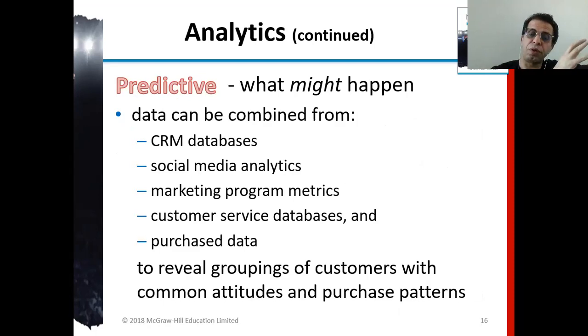As we said, in the predictive, what might happen in the future you're looking at, and data can be combined from your CRM, customer relationship management solution, database, your social media analytics, like Google Analytics, your marketing program metrics that you have, your customer service database, and your purchase data. They all can help you to reveal a grouping of customers with a common attitude and purchase pattern.